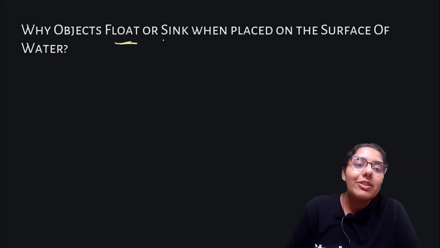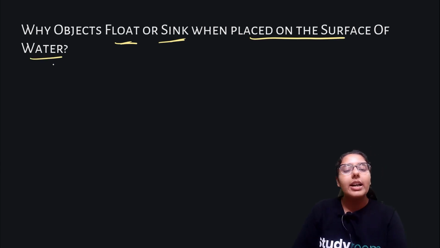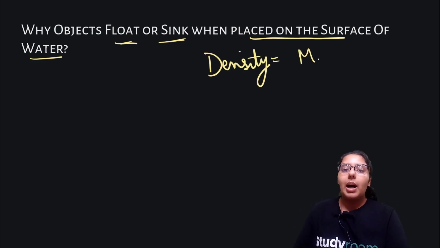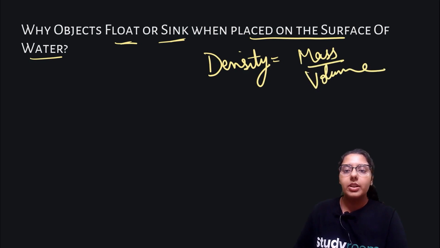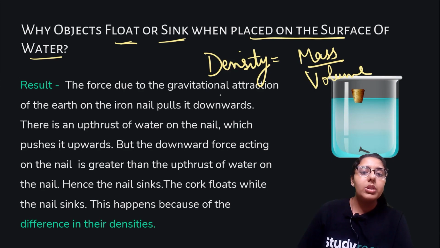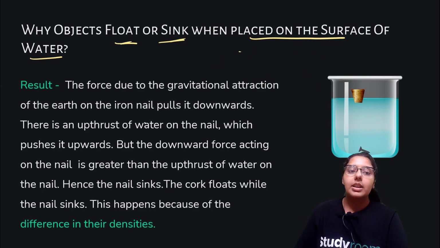So, why do objects float or sink when placed on the surface of the water? Have you all studied about density earlier? Density is equal to mass upon volume. I hope you have learnt about this earlier also. Right. So, the force due to gravitational attraction of the earth on the iron nail pulls it downwards. So this was the result of our previous water experiment, right?